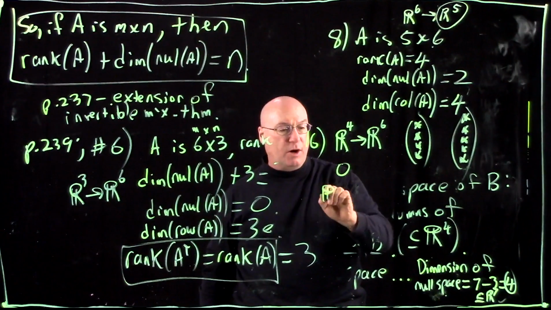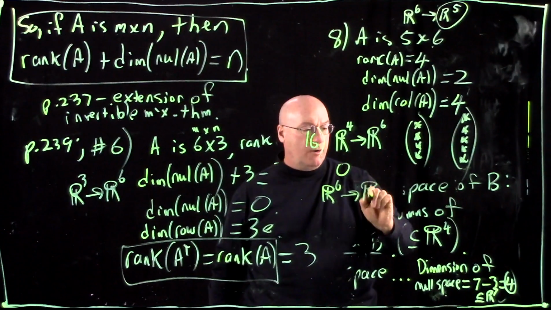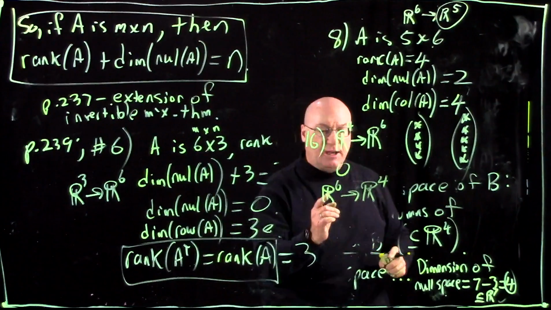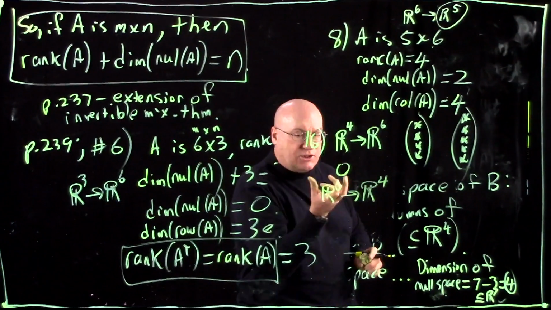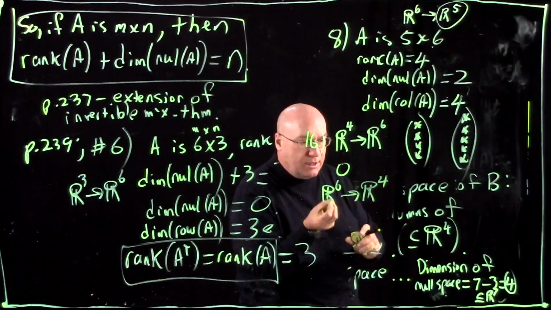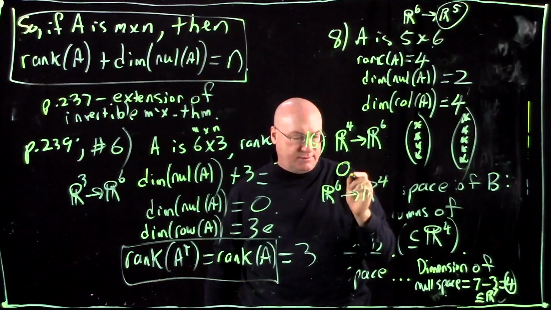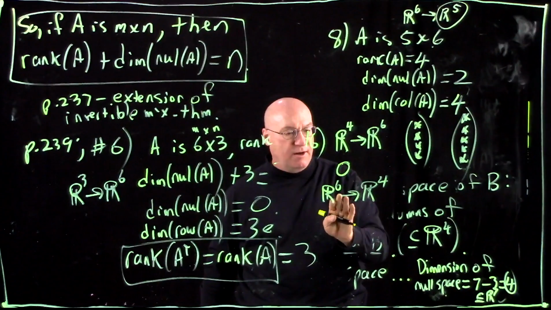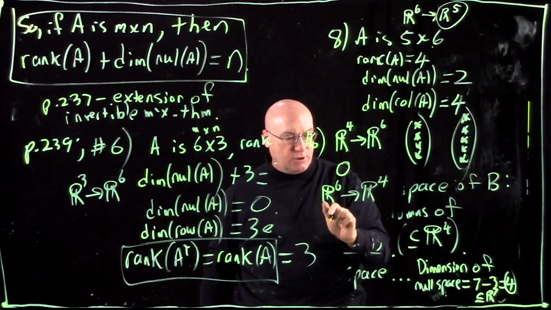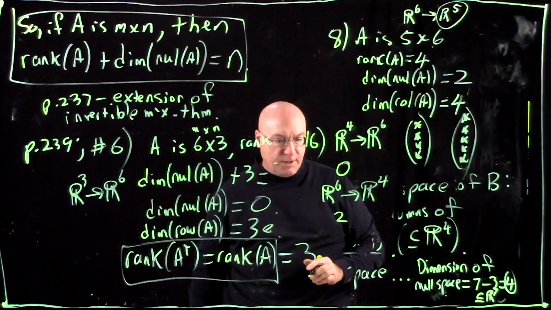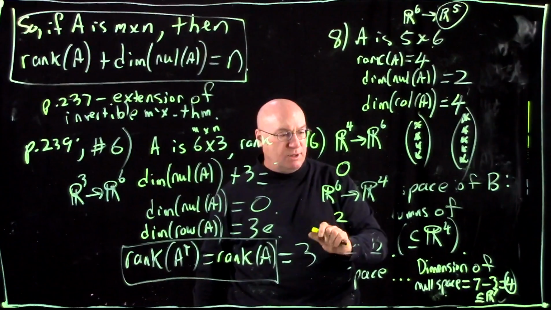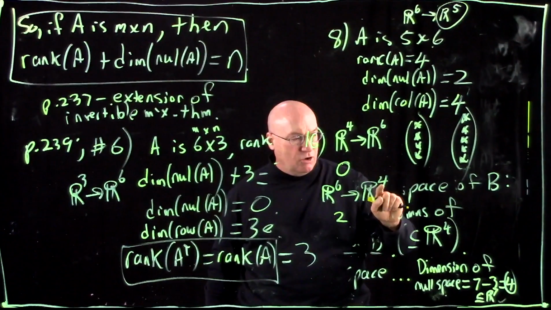If I were going from R6 to R4, dumping 6 dimensions into 4, I have to squeeze away at least 2. So the smallest dimension of the null space over here would have to be 2, correct? And another way to see that, in terms of the language you've been using, is that the rank can be no more than 4.